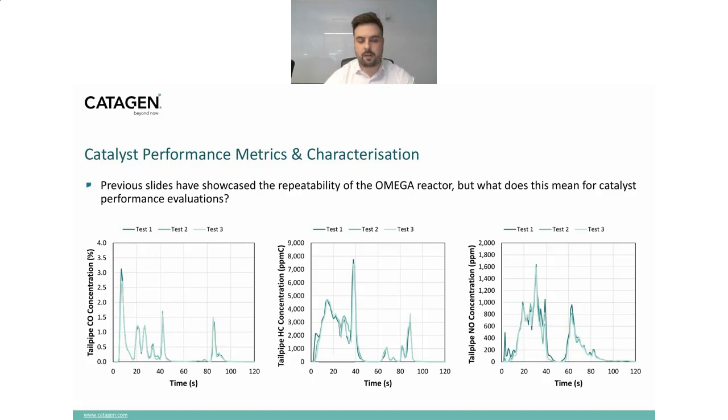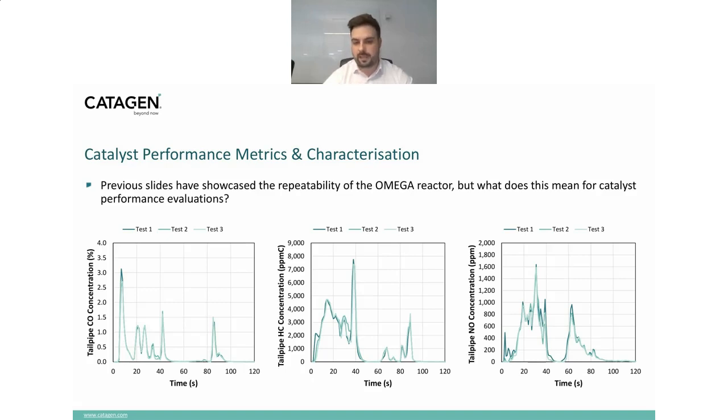For the carbon monoxide on the left-hand side, great agreement across the board there. And for hydrocarbons, we start to see a little bit of variation there, but I would say overall, again, excellent agreement between the 3 tests. And the same then could be said for NOx, maybe even a little bit more variation there. But again, I would say between the 3 tests, we can say that catalyst performed equivalently.